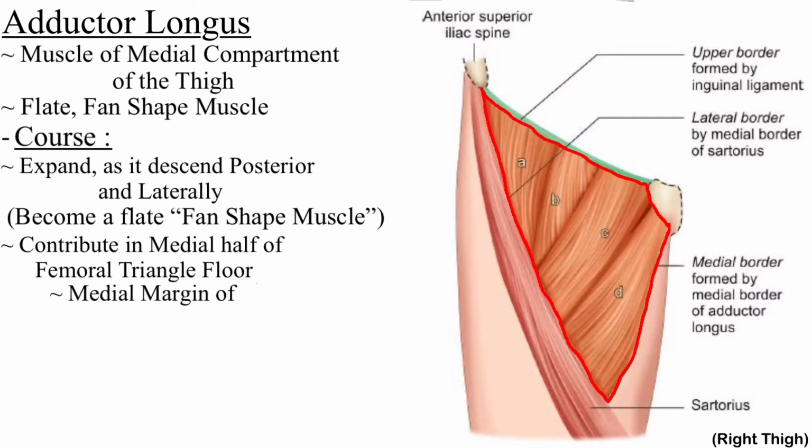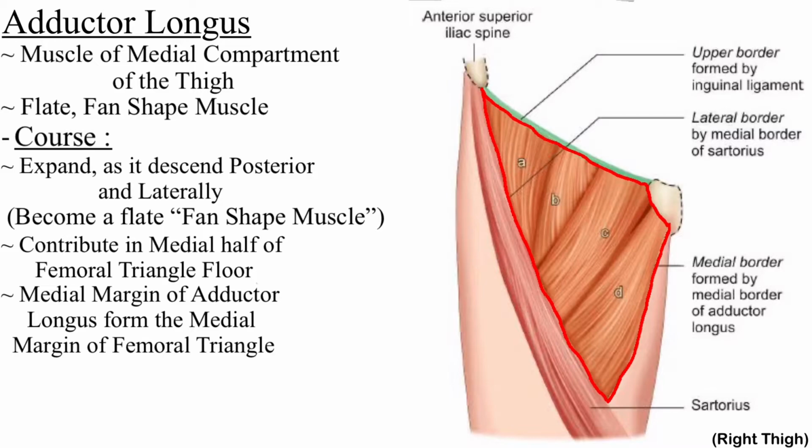Also, the medial margin of the adductor longus muscle forms the medial margin of the femoral triangle. As you can see, this is the medial margin of the adductor longus muscle, which forms the medial margin of the femoral triangle.